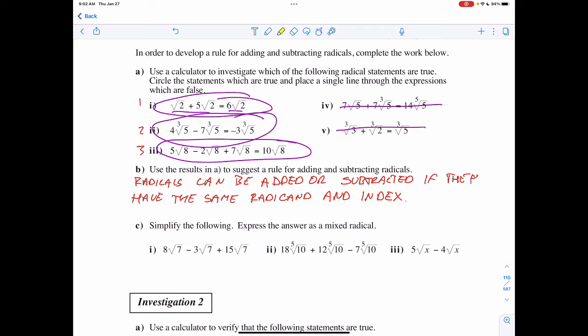We can see that it didn't work with example 4 because this is a square root and this is a cube root. We can see that it didn't work with example 5 because the radicands were not the same.